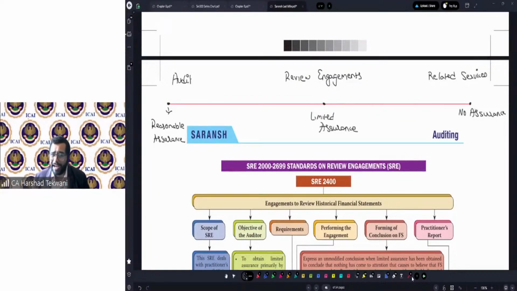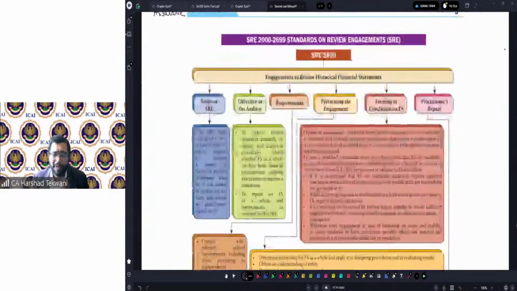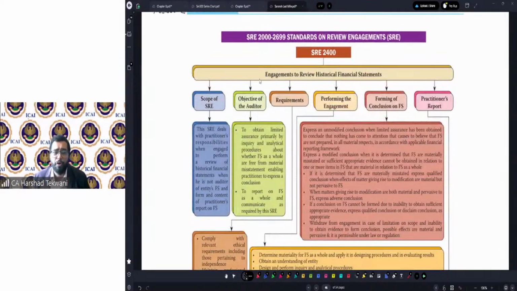So now you have a fair idea of the difference between all the three: audit, review engagement, and related services. Now, what does SRE talk about? The first SRE is 2400. That is talking about engagement to review historical financial information. This is very important to understand. So we are reviewing historical financial information, meaning those financial statements which are already issued, already in the market, or already issued by some auditor in the past, historical.